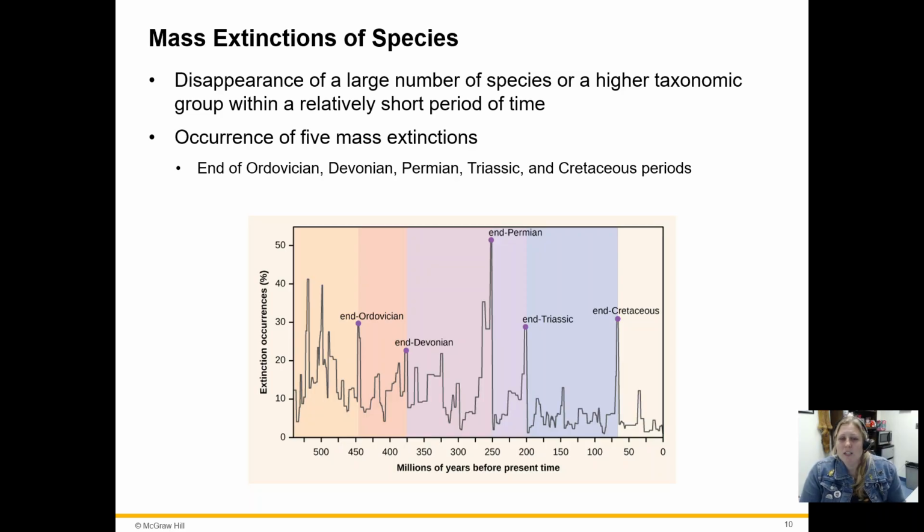We know that, for instance, the end Cretaceous period is when the meteor hit the Earth. We know where the meteor hit. There is evidence of it.